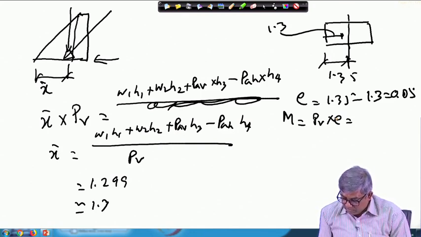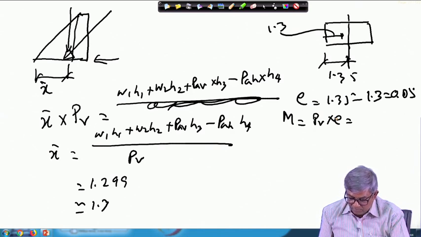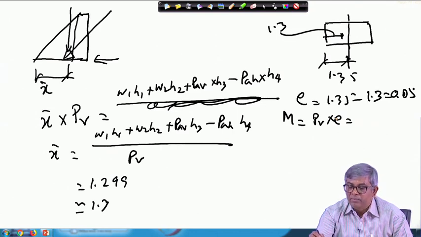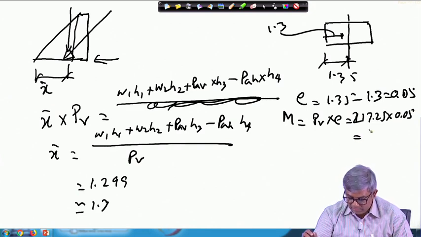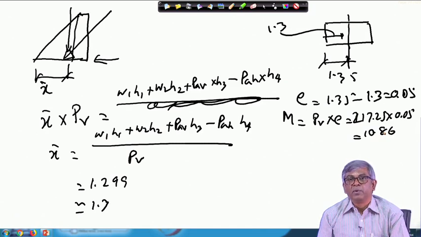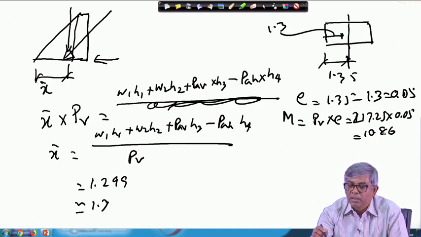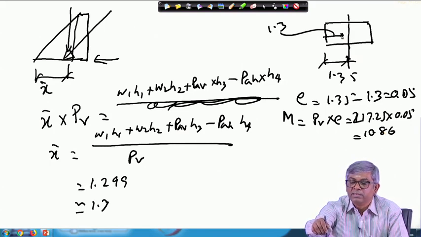PV we have calculated earlier, it was 217.25. So 217.25 multiplied by 0.05, if I do that, then it comes around 10.86. M becomes 10.86.